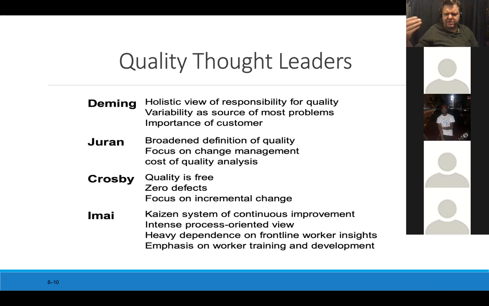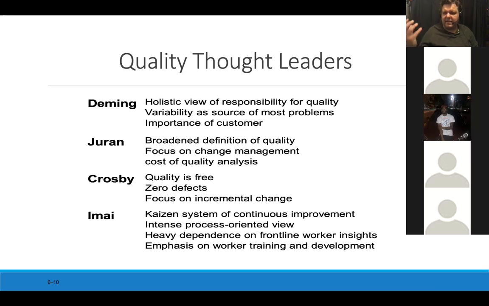I think it's Joseph Juran. Focus, what is the cost of quality analysis? So how do you measure quality and how do you identify that quality has gotten better? We talked about measures last time, and so some of those there. And other individuals, the idea is that quality is free, that we're going to try to focus on zero defects. Okay, so that's a big thing.